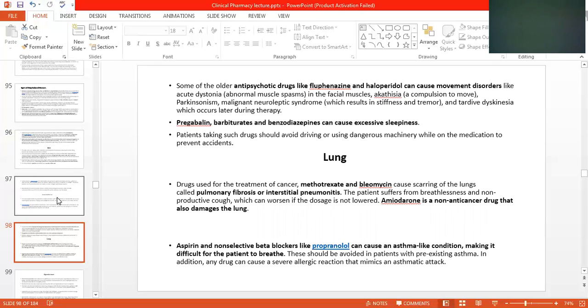Some of the older antipsychotic drugs like chlorpromazine and haloperidol can cause movement disorders like acute dystonia, abnormal muscle spasm in the facial muscles, akathisia, a compulsion to move, Parkinsonism, neuroleptic malignant syndrome, which results in stiffness and tremor, and tardive dyskinesia, which occurs later during therapy. So with antipsychotic drugs also, we have certain effects.